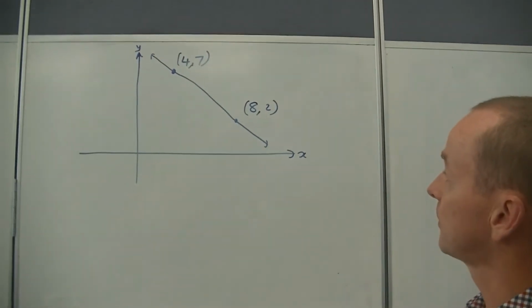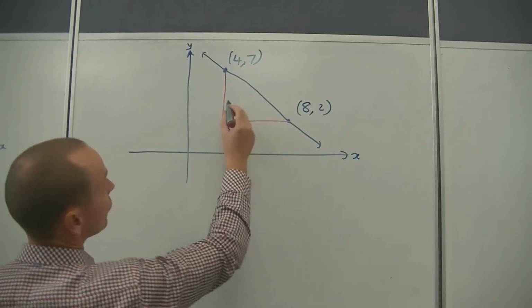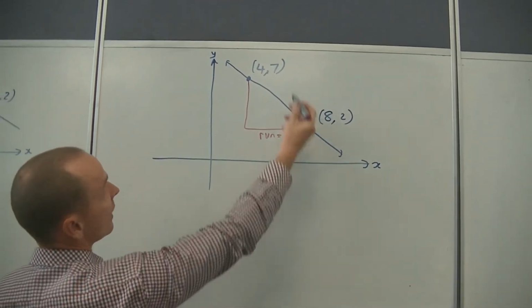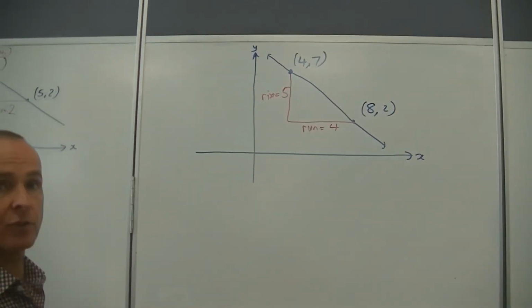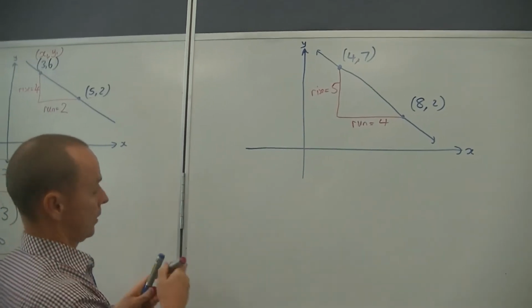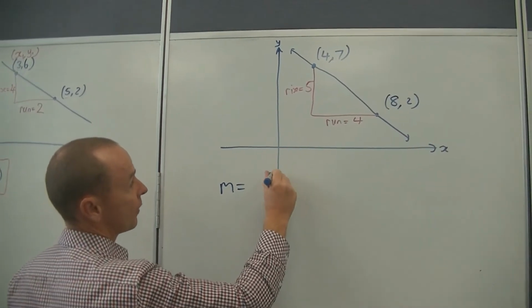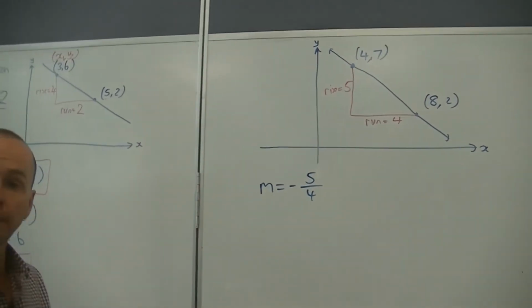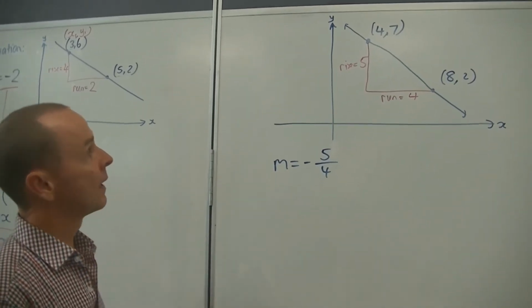So same question. Let's work it out first. Let's use the gradient. The run goes from 4 to 8, so that's 4. The rise is 2 to 7, which is 5. So this gradient is not a nice number. The gradient is rise over run, so it's 5 over 4, but it's in the negative direction, so it's negative 5/4. Leave it like that, do not change it to a mixed number.